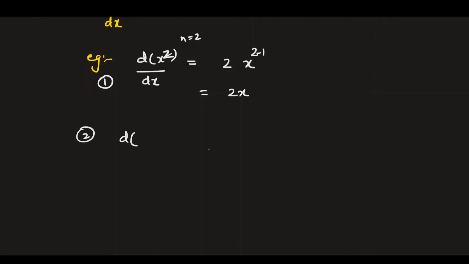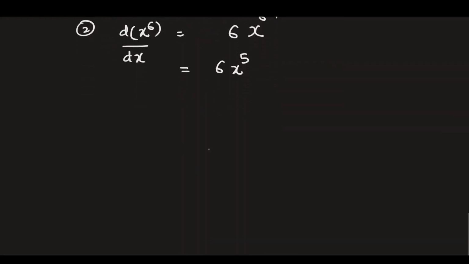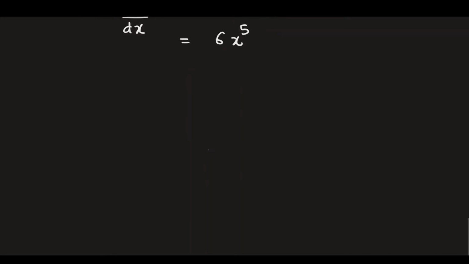The second example is d of x to the power 6 upon dx. It will be equal to, n is equal to 6 in this case, so 6 into x to the power 6 minus 1, that is 6 into x to the power 5. So we have learned the first rule, that is the power rule.